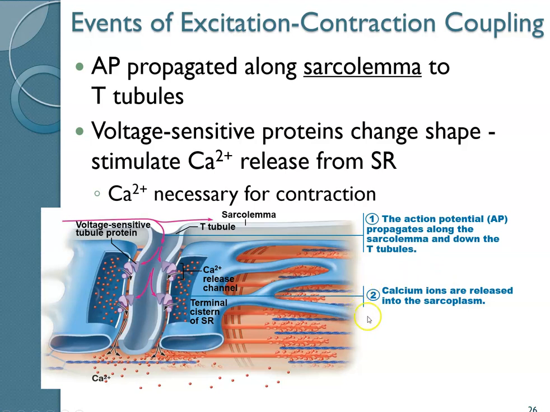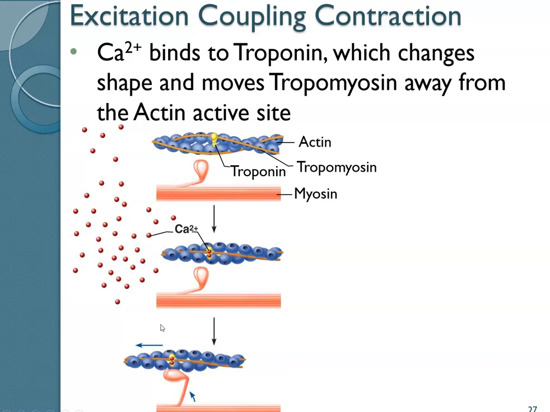So this is going to be key. The action potential comes down, voltage gated protein molecules change shape, which causes calcium to be released. Calcium goes and binds to troponin. Troponin holds tropomyosin, and tropomyosin is blocking those active sites. When calcium binds to troponin, it changes shape.